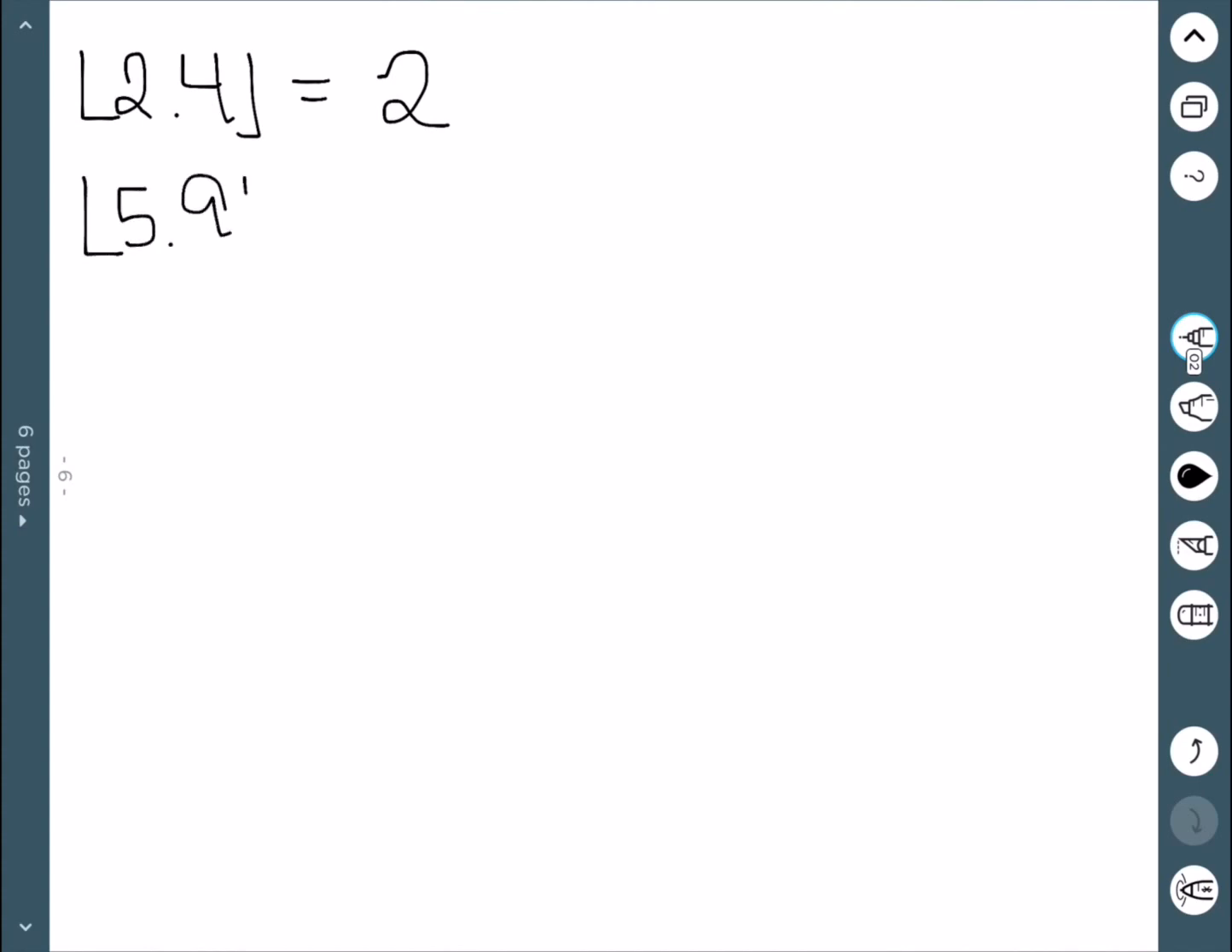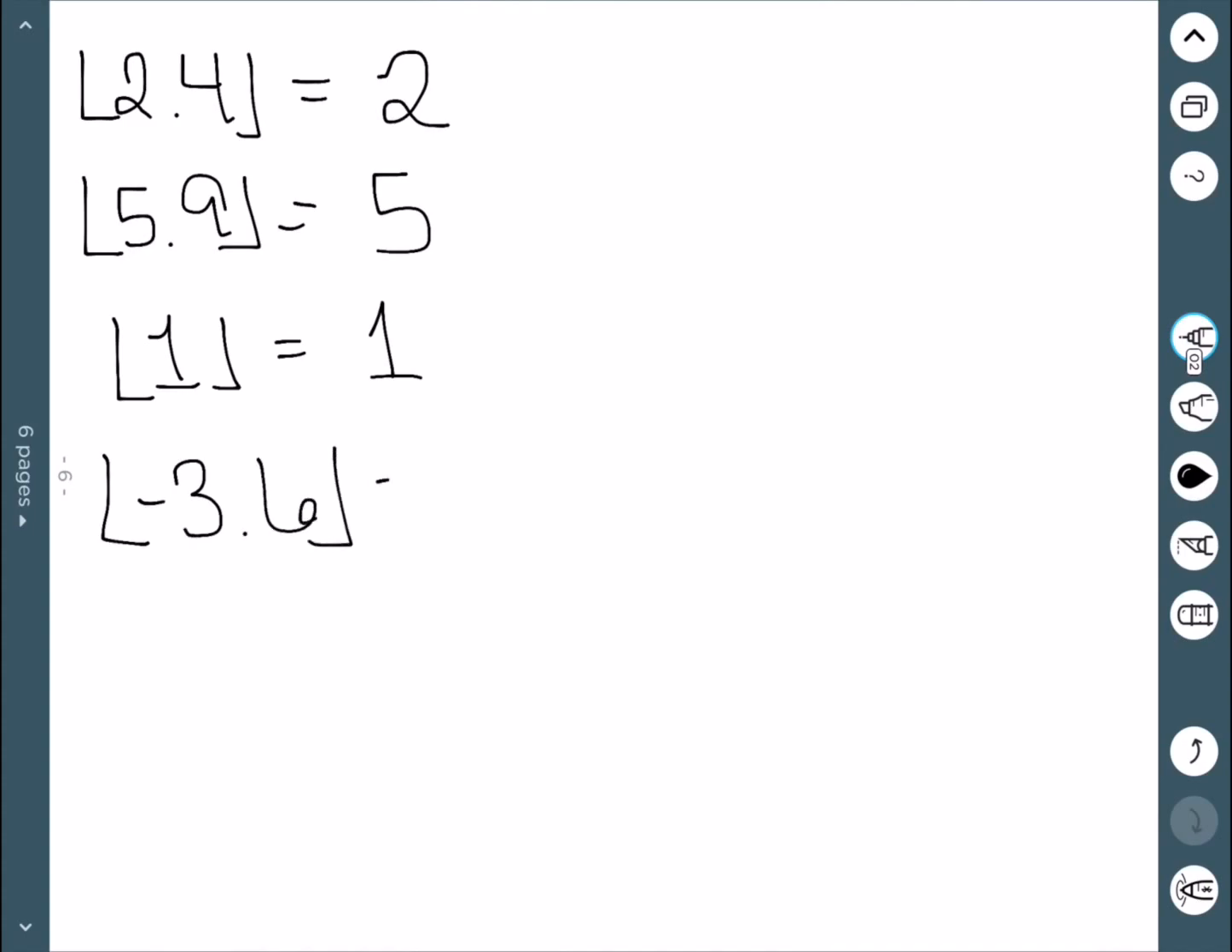Similarly, 5.9, the largest integer that's smaller than this is 5. This one would just be 1. I actually need the largest integer less than or equal to, and 1 would satisfy this. In addition, if I try to do -3.6, the largest integer that's less than this would be -4.